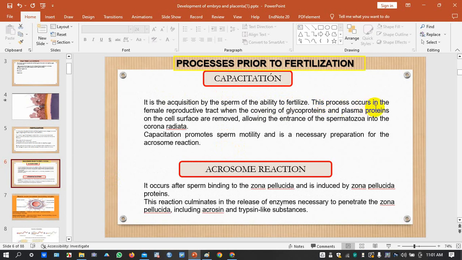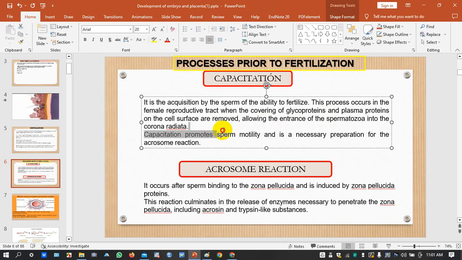This process occurs in the female reproductive tract when the covering of the glycoproteins and plasma proteins on the cell surface are removed, allowing the entrance of the spermatozoa into the corona radiata. Capacitation promotes sperm motility and is a necessary preparation for the acrosome reaction. So let me explain capacitation.